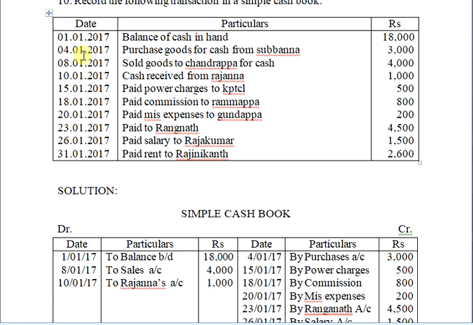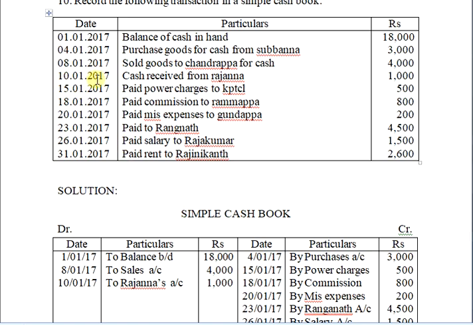Again see here, 4/1/2017, purchased goods for cash from Suparna, 3,000. We are purchasing for cash. Leave that person. When we purchase for cash, our cash balance reduces. So automatically on 4/1/2017, in the credit side, 'By purchases account'. How much is the purchases made? 3,000, because it reduces the cash balance. Again 8/1/2017, sold goods to Chandrappa for cash, 4,000. When we sell goods for cash, our cash balance increases. So it should be taken under the debit side. On 8/1/2017, 'To sales account', 4,000. We are recording it.